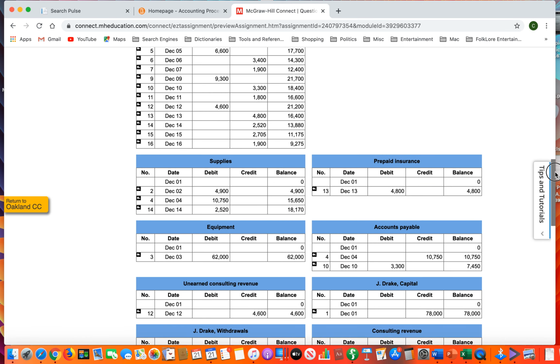It's simply a T with the title of the account at the top, above the T, and the left is the debit and the right is the credit. And when you strike a balance, you just simply draw a line and put the balance on the side that has the higher amount after you subtract. Okay?